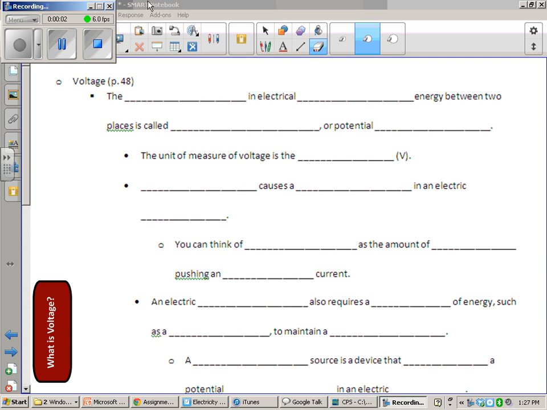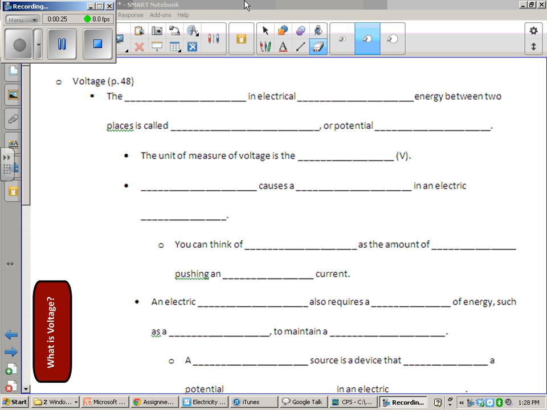This is the second part of the electricity unit. This part is going to discuss voltage, resistance, and electrochemical cells. So if we think back to our analogy using the racetrack as the circuit, the cars that were going around the racetrack would be considered the current.